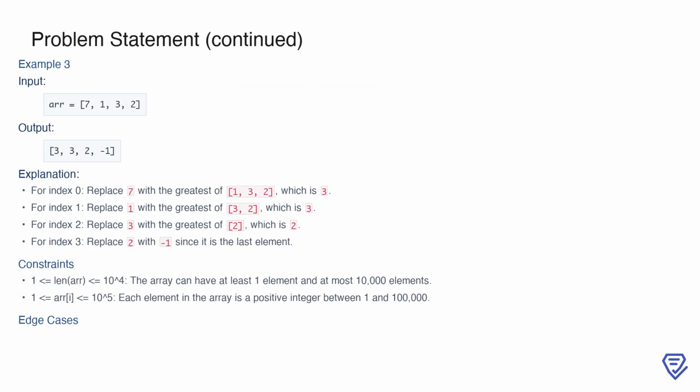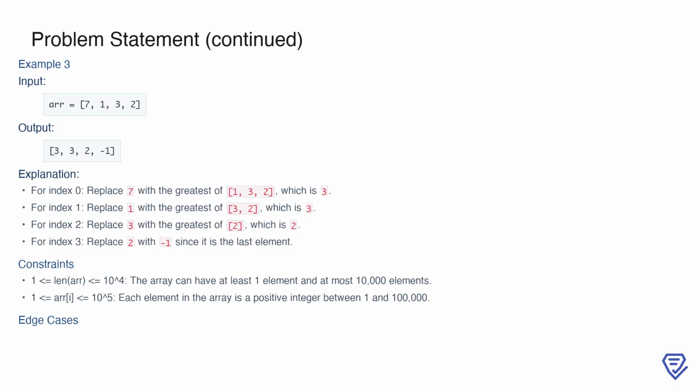Now, take a look at another example with the input arr equals 7, 1, 3, 2. At index 0, the value 7 is replaced by the greatest value in the subarray 1, 3, 2, which is 3. At index 1, the value 1 is replaced by the greatest of 3, 2, yielding 3. At index 2, the value 3 is replaced by the greatest in 2, which is 2. Lastly, at index 3, the value 2 is replaced with -1 because it is the last element in the array. The output for this example is 3, 3, 2, -1.